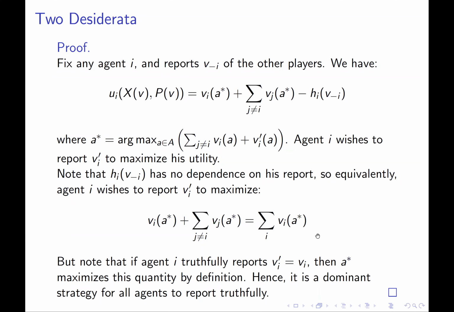and the mechanism is going to maximize the sum of the reported valuation functions, then our incentives are entirely aligned, right? By definition, if I truthfully report, then the alternative chosen, A star, will be the one that maximizes my utility function, because that is explicitly what the mechanism is designed to do. And if I misreport, it might choose something else. And that establishes that it's a dominant strategy for all agents to report truthfully. Okay, does that make sense? Are there any questions about that?